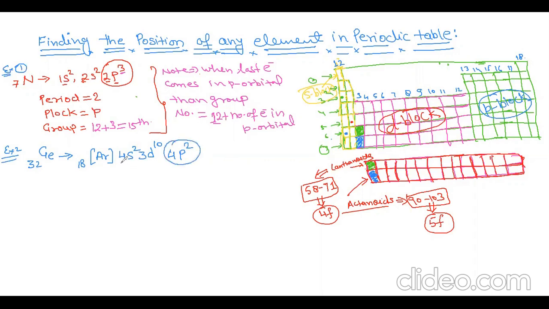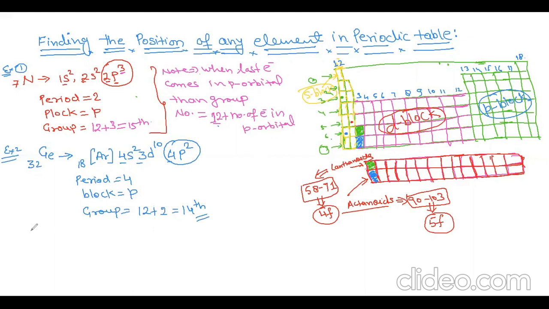So in this series, the largest number is 4, then period equal to 4 and block equal to p block. Then group number: here again, if the last electron is coming in the p orbital, then you should add 12 to calculate the group number. So 12 plus the number of electrons in the p orbital, that is 2, equal to 14. Group number equal to 14.